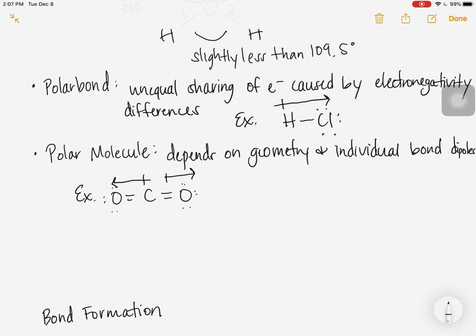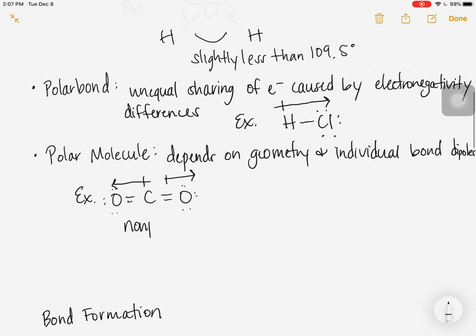So CO2 has 2 polar bonds, but because those dipoles are equal in size, but completely opposite in direction, they cancel, giving you a nonpolar molecule and what we refer to as no net or no molecular dipole, okay, because there is no dipole for the whole molecule. However, the bonds, in fact, are polar.